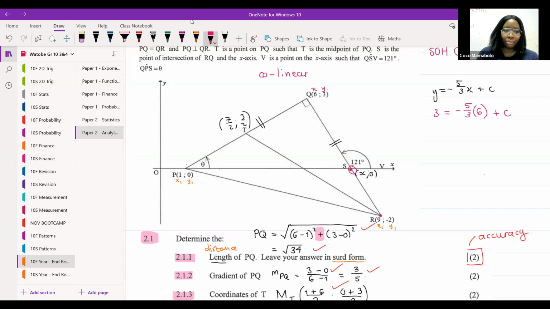So 3 is equal to, if you put this into a calculator, it's going to give you an answer. Get that answer for me, please. 2, 5/3.